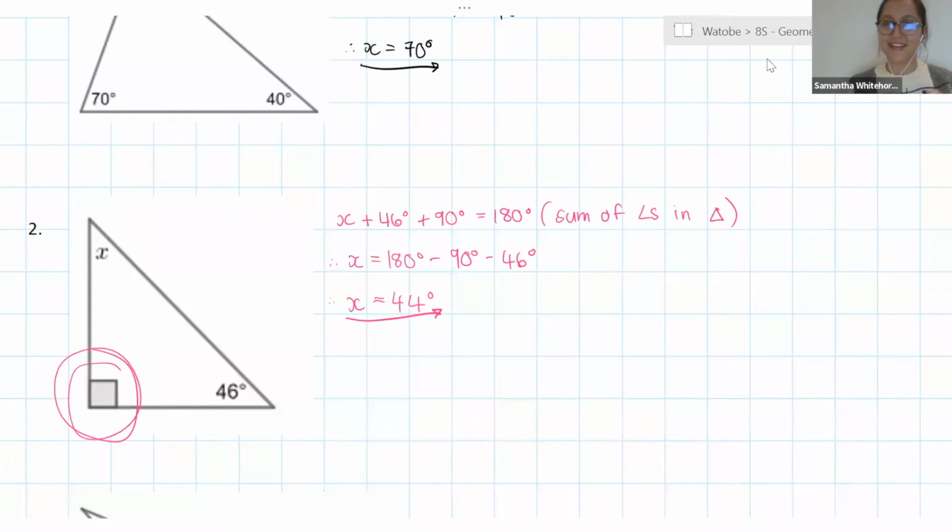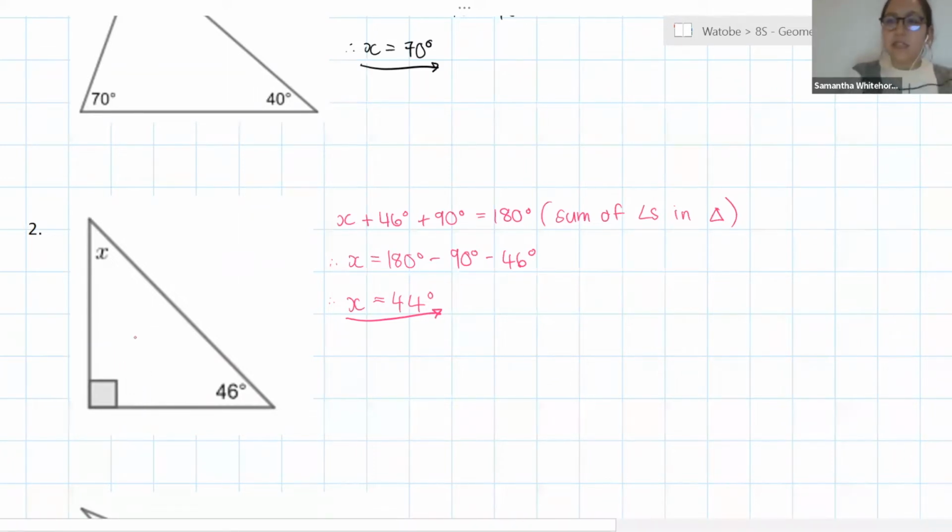I was just wondering, you said 180 minus 90 minus 46 gave 44. I said 90 minus 46 gave me 44. Could I stick to this method? So technically you're not wrong, because if we consider the fact that we already know that this is a 90-degree angle, 180 minus 90 is 90. And so all you're actually doing is saying 90 minus 46, as you say.